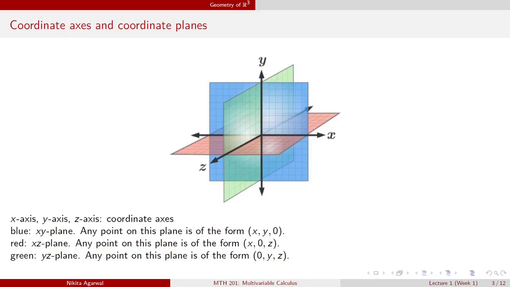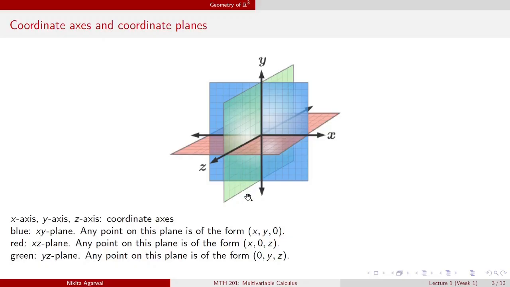Then there are what are called coordinate planes. If you look at this blue plane, what is this blue plane? This blue plane contains the x-axis and y-axis, and the z-axis is actually perpendicular to this blue plane. This blue plane is called the xy plane because it contains the x and y axis.